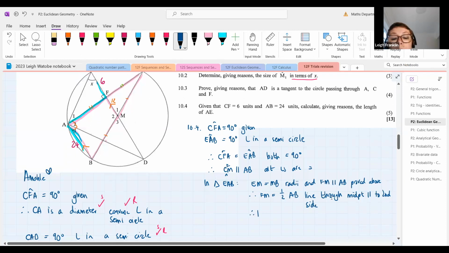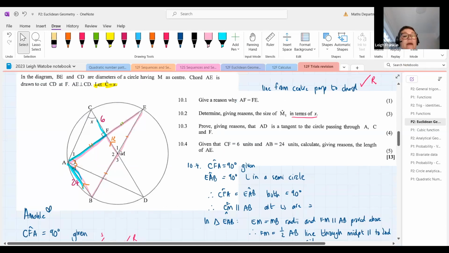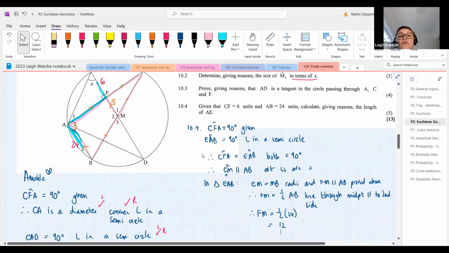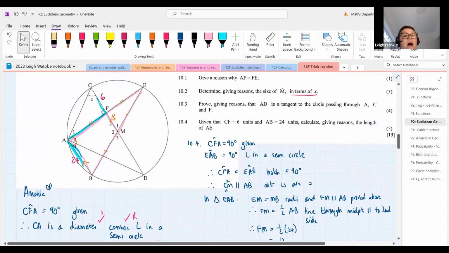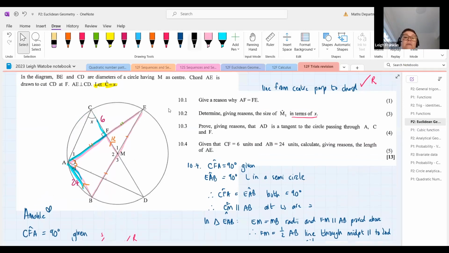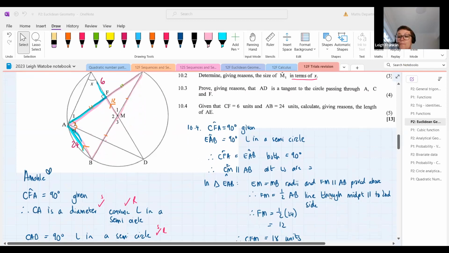Now I'm going to substitute. Therefore, FM equals half of 24, which is 12. Okay. So I was given that CF was 6. So CFM is equal to 18. So therefore, CFM or CM equals 18 units. CFM is a radius. Do you all see that? Oh, I'm going too fast. Sorry, Tsegofatso. I'm just going fast because I'm worried about running out of time and I've got load shedding coming up and the next class is going to start at 6. My apologies.